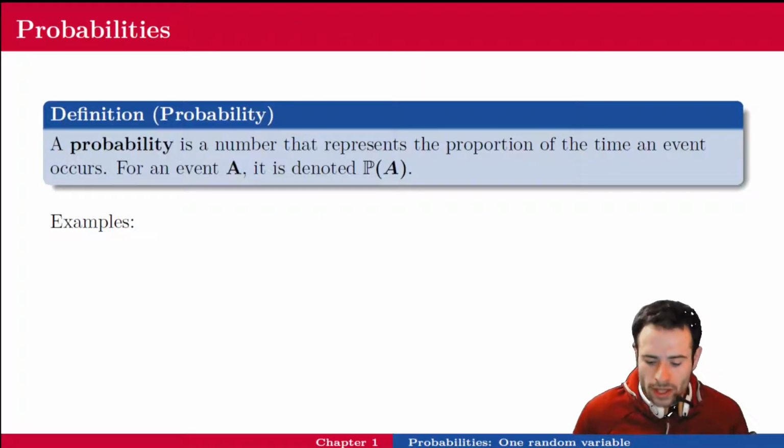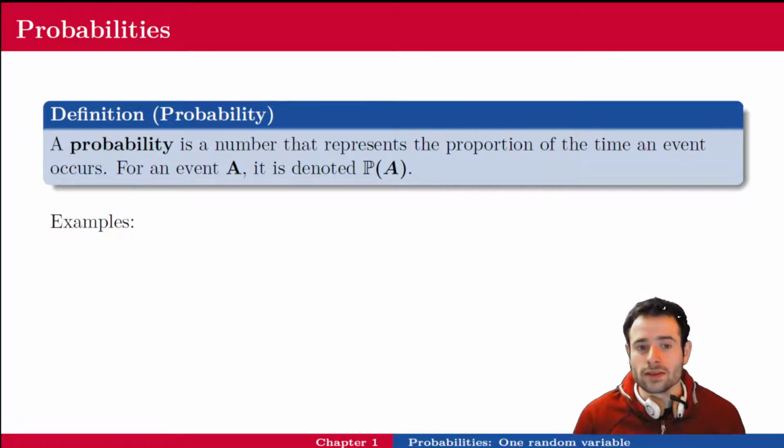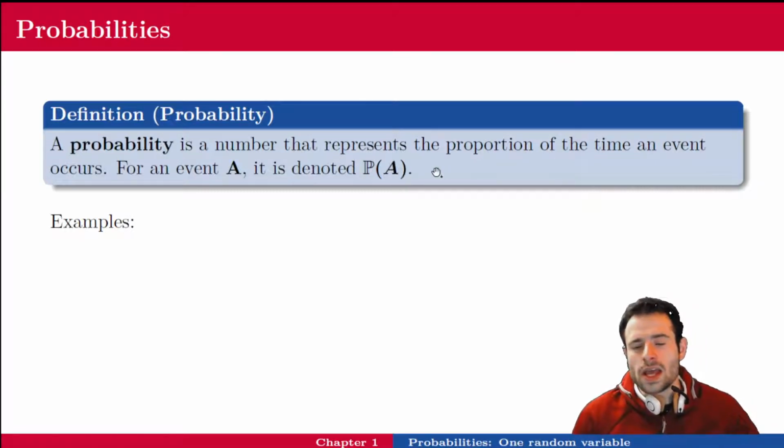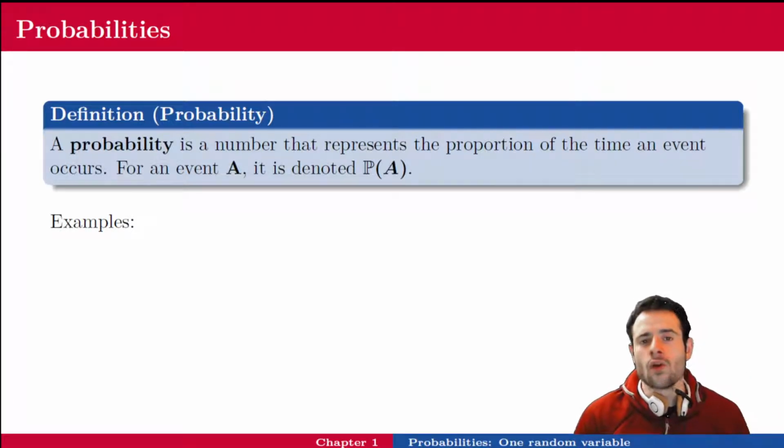Now, we know what a random variable is. Let's turn to what a probability is. Well, a probability is a number that represents the proportion of the time an event occurs. Note that here I am talking about an event. So, for an event A, we typically denote it P of A. Note that this P is kind of fancy. This is just a P with 2 bars on the left. That's just a conventional notation. But if you only write P in the midterm or the final, as long as it's a big P, no problem, you're good to go.